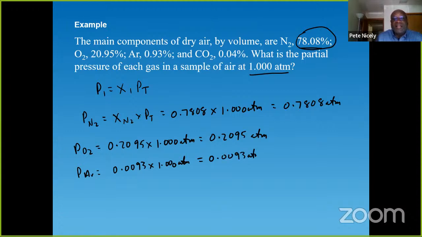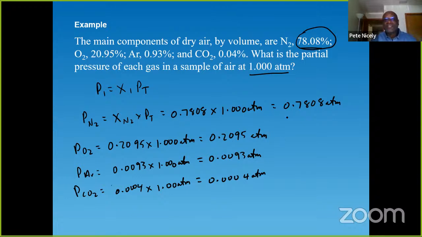And then finally, in the case of carbon dioxide, the partial pressure of carbon dioxide will be equal to 0.0004 times 1.00 atmospheres, and that will be equal to 0.0004 atmospheres. And that's it. So these are the answers for the respective gases in the mixture, all right? Okay, any questions about this particular example? Any questions?